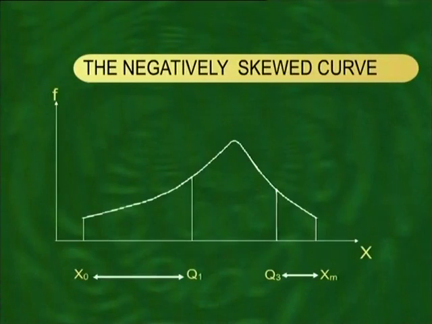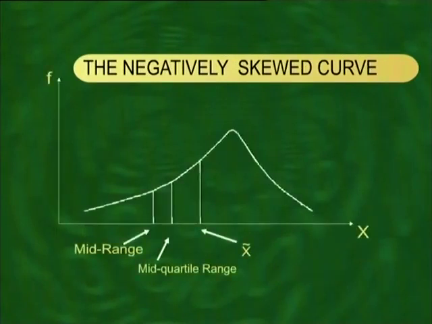In the case of the left skewed distribution, the distance between x0 and q1 exceeds the distance between q3 and xm, as you now see on the screen. Also, in left skewed distributions, the mid-range is less than the mid-quartile range, and the mid-quartile range is less than the median. स्टूडेंट्स, ये सारी बातें जो मैंने आपके साथ पिछली मर्तबा भी की थी और आज रिपीट की हैं, these are reflected in the 5-number summary.